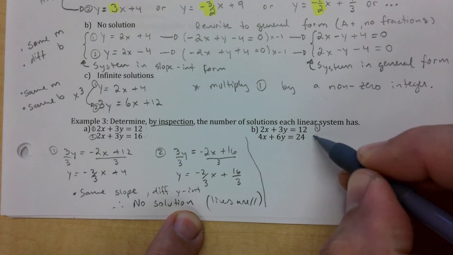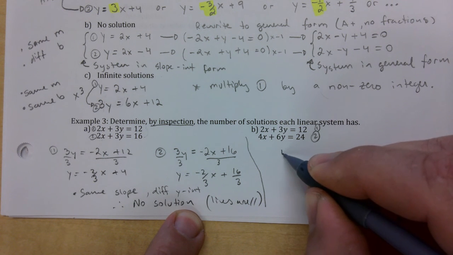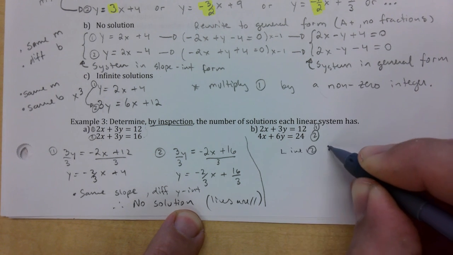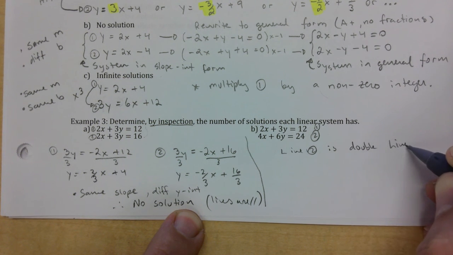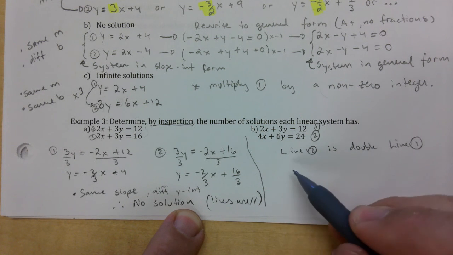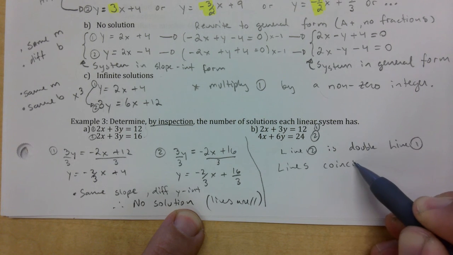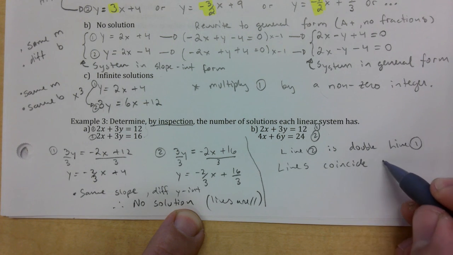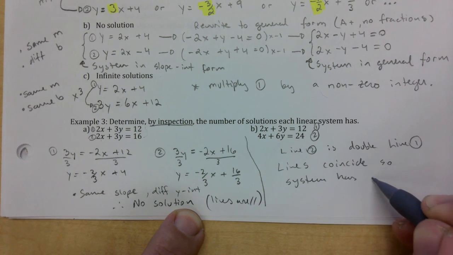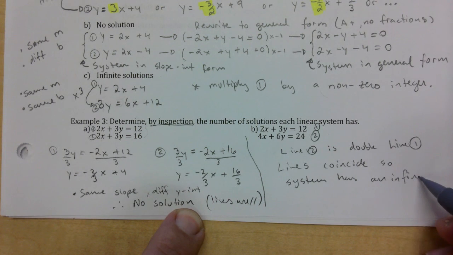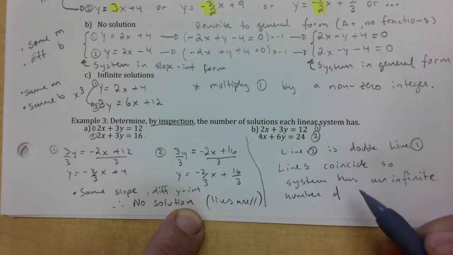So this is our first equation, second equation. Here I'm just going to conclude line 2 is double line 1. Lines coincide. So system has an infinite number of solutions.